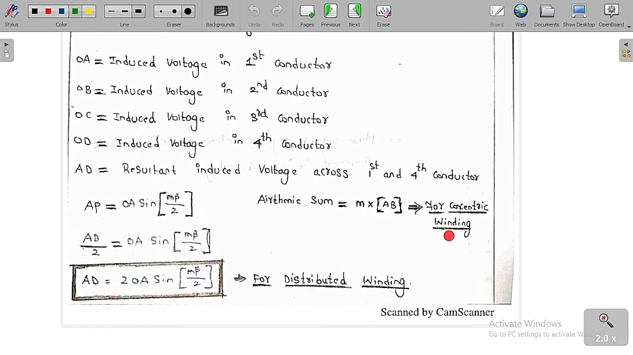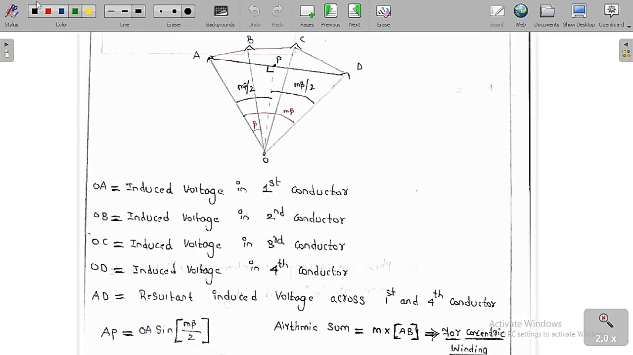Then what is it for concentric winding? It is M into AB, because we have to do the arithmetic sum, which is M into AB. You can see clearly here, this is AB. You have to add all these vectors, AB, BC, CD, as an arithmetic sum. If this length and this length are the same, then definitely this length is also the same for each and every triangle. So all these lengths are the same.